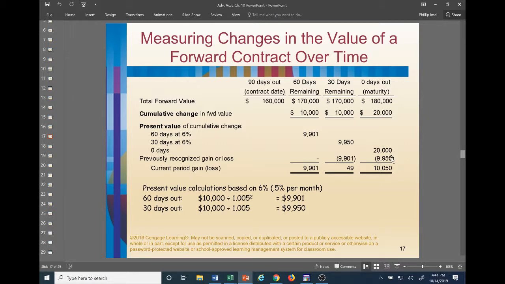And obviously we have $9,950 of previously recognized gain, and we get the 9,950 from the 9,901 plus the 49. If we take that away from 20,000, it leaves us $10,050, and that will be the current period gain when there are 0 days out to maturity. So note that the total change in the value of the forward contract is $20,000.